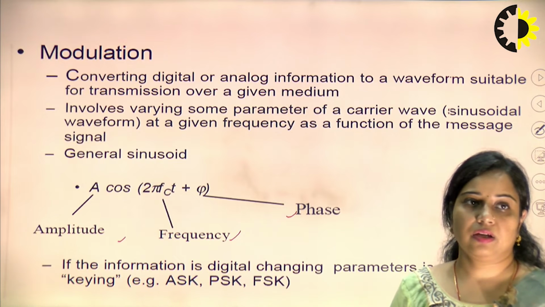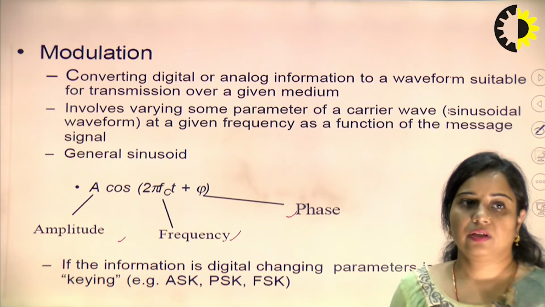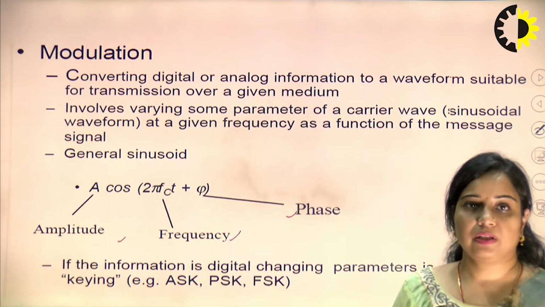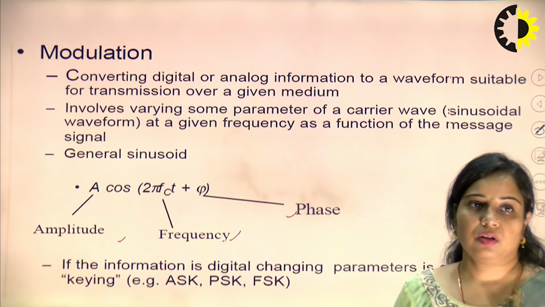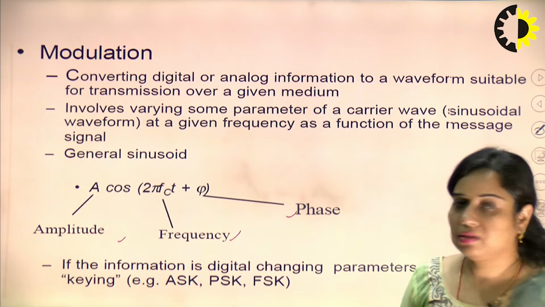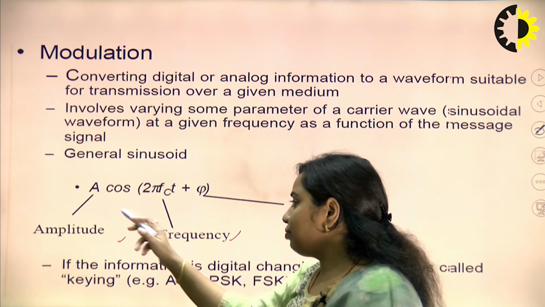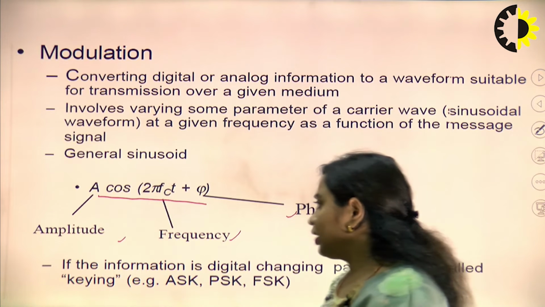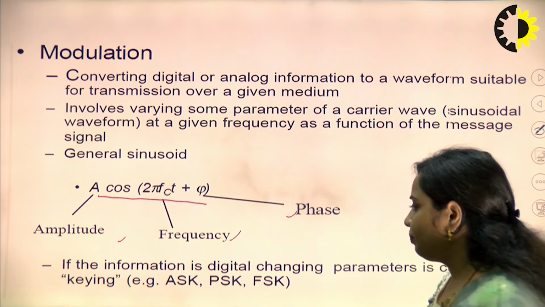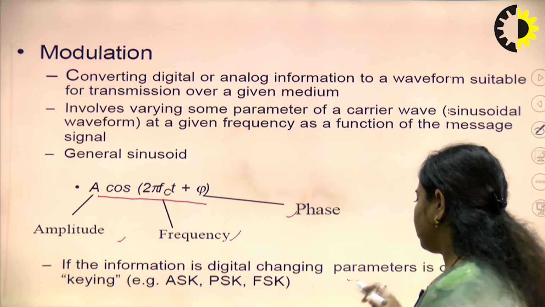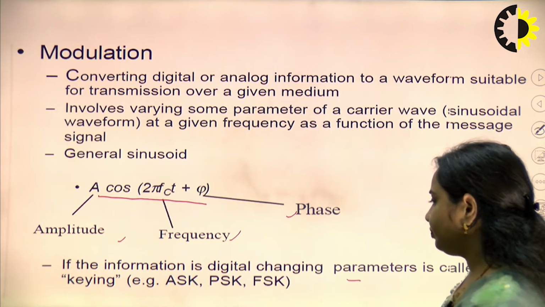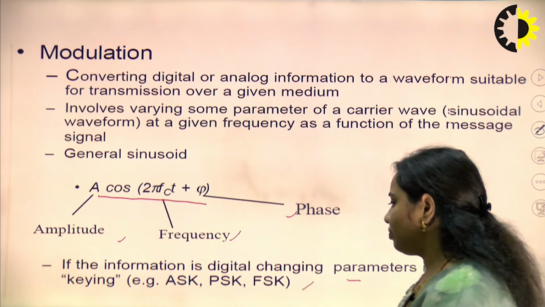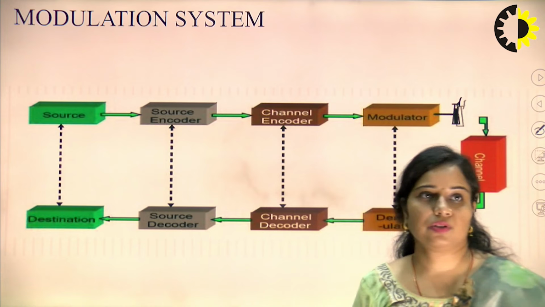Take an example of ASK. The amplitude will be changed, but the phase and frequency of the signal are constant. Likewise for PSK and FSK it is the same case. The general sinusoidal waveform is given by this equation, that is A cos(2 pi fc t plus phi). If the information is digital, changing parameters is called keying. That is amplitude shift keying, phase shift keying and frequency shift keying.